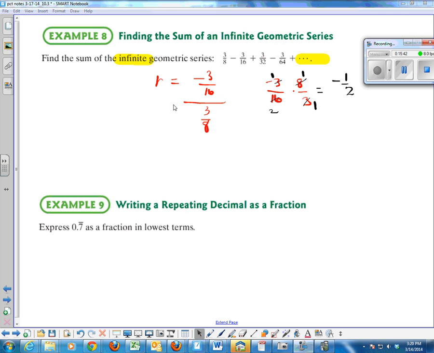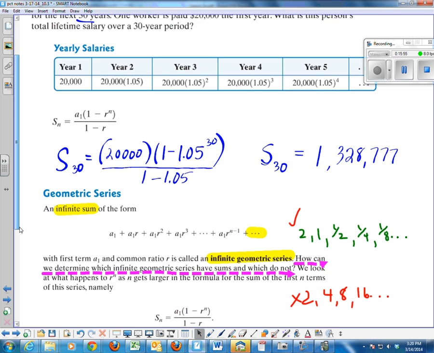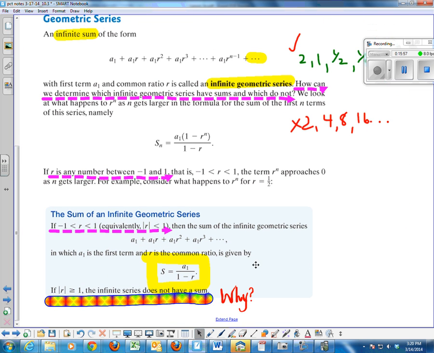Because the absolute value of negative 1/2 is 1/2, and that's a number between negative 1 and 1, then we can use the formula here given on this page. As we said, our R value is between negative 1 and 1, so we can use this formula.